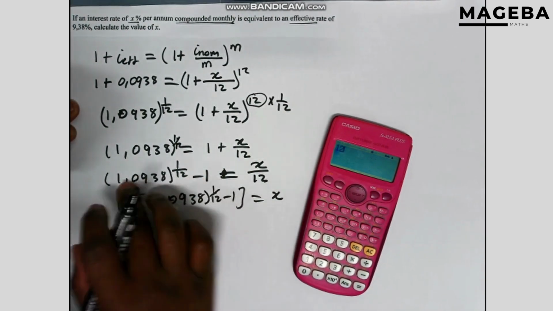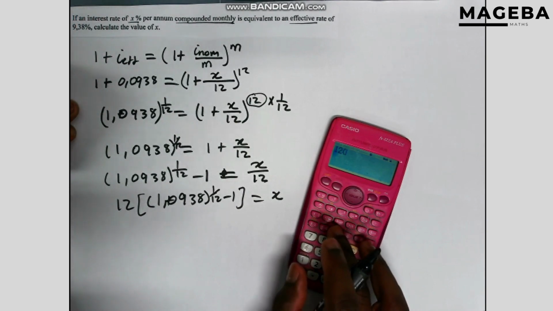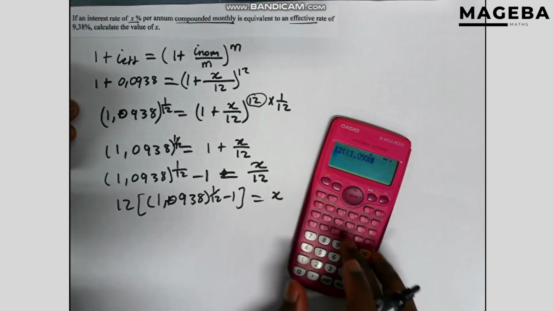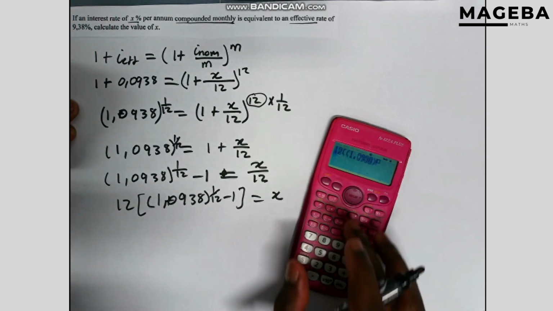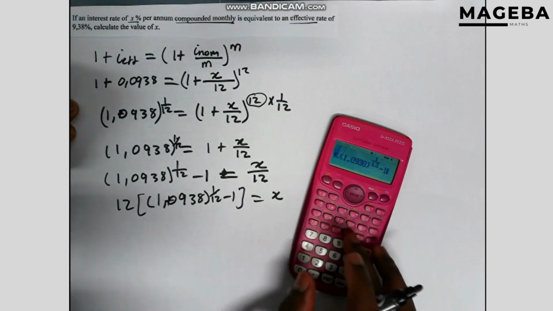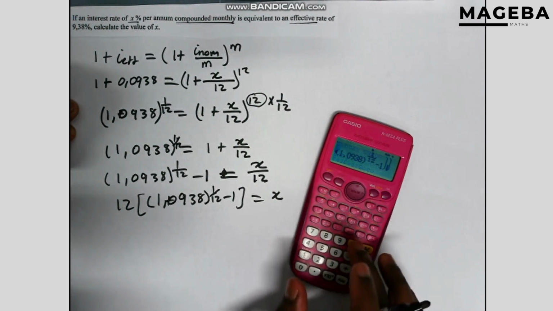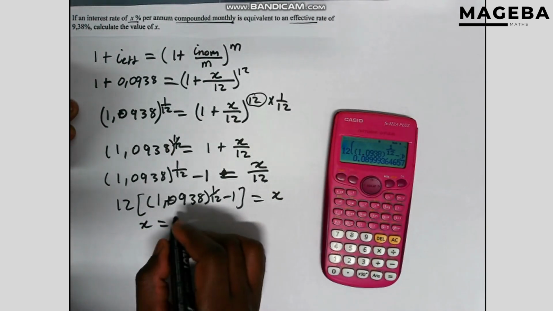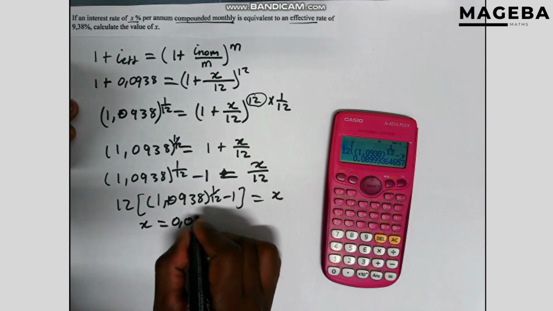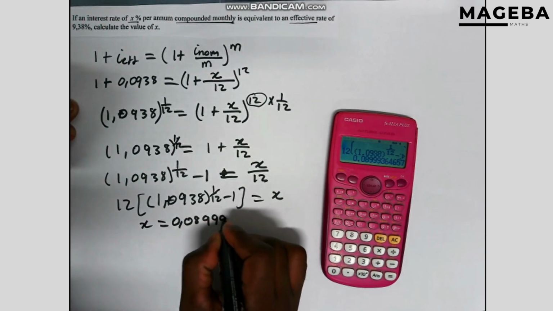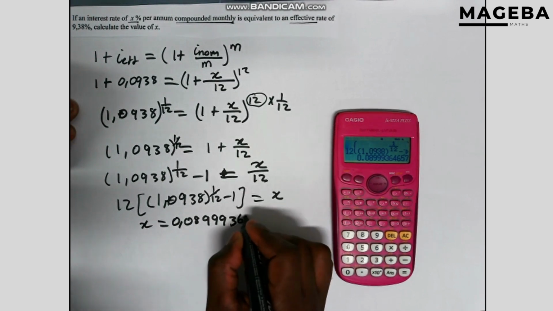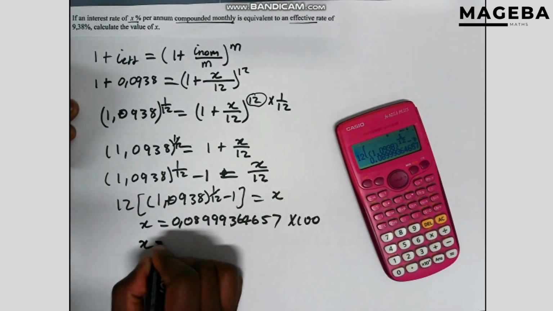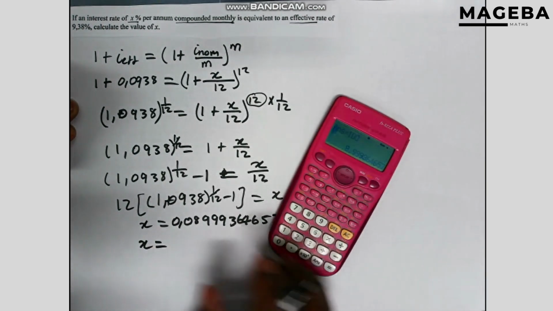Then 1.0938, then power 1/12, minus 1, then we're getting what? Our x is 0.0899939, 0.64657, then we times it by 100, and then we get 9%. So it's going to be 9%. I hope you understand it.